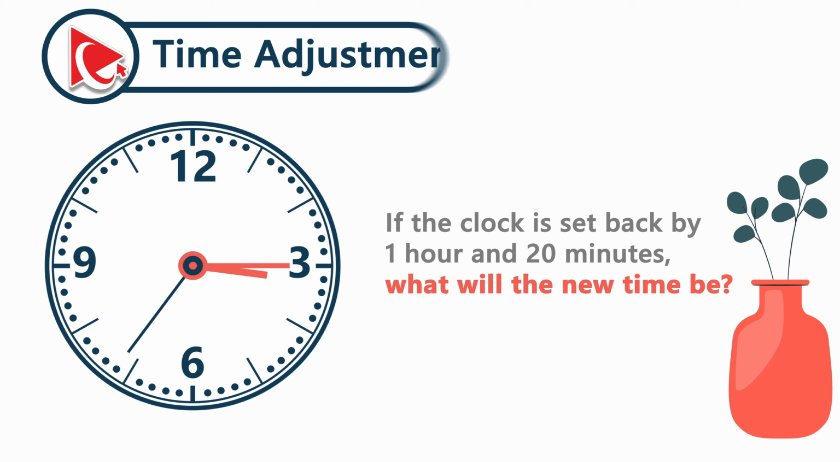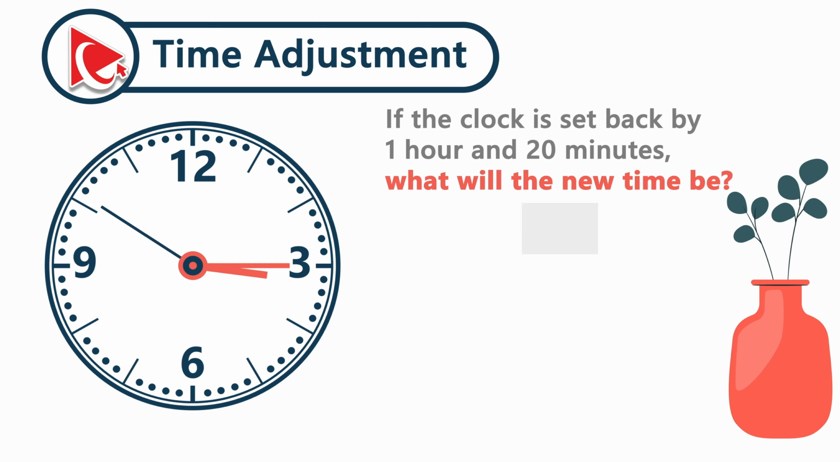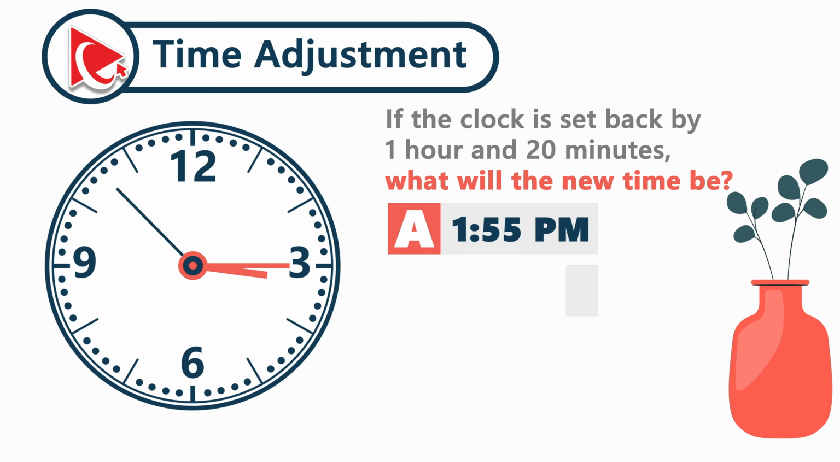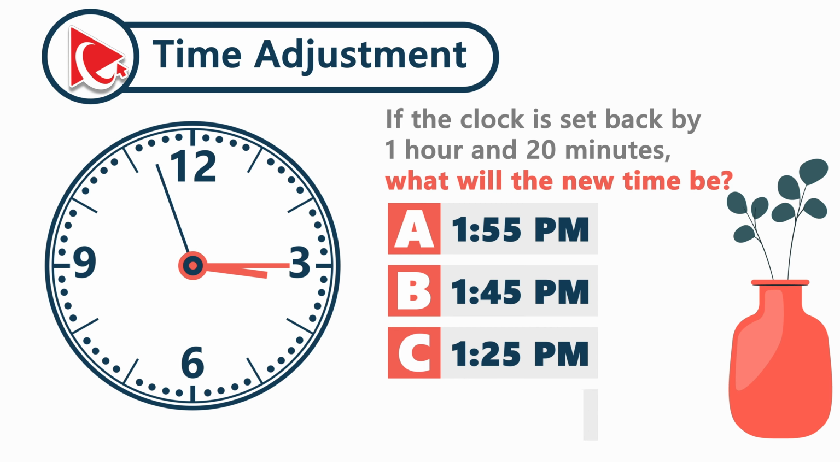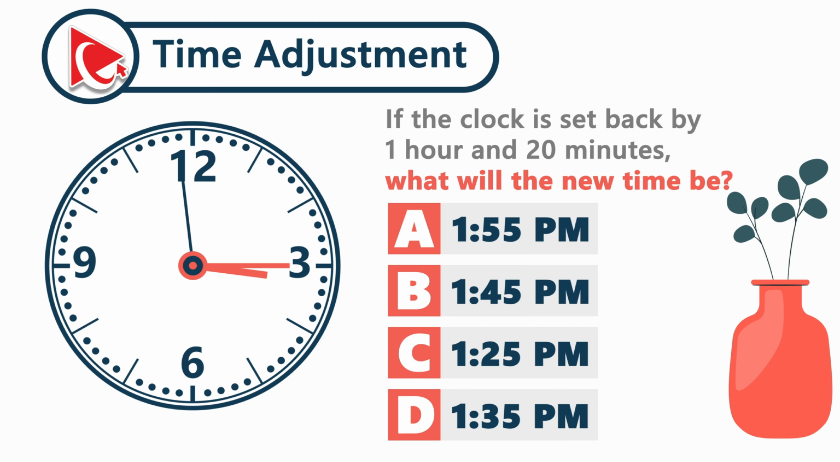In this question, you're presented with an analog clock, which shows the current time, and you need to do the calculations for the time adjustment to determine the new time. If the clock is set back by 1 hour and 20 minutes, what would be the new time? Your choices for the answers are choice A, 1:55 p.m., choice B, 1:45 p.m., choice C, 1:25 p.m., and choice D, 1:35 p.m. Are you ready? Let's get started.